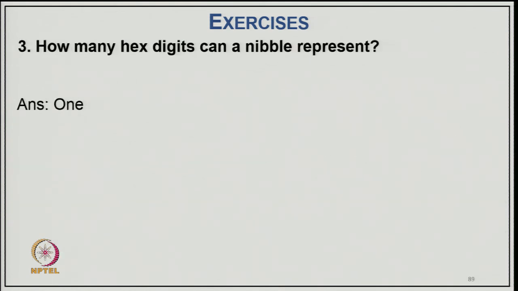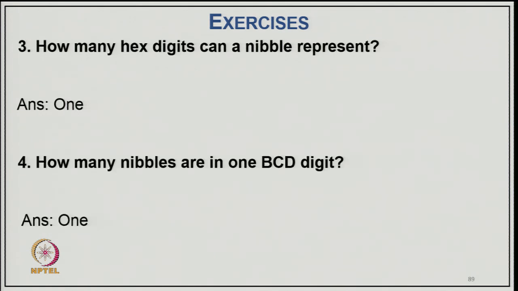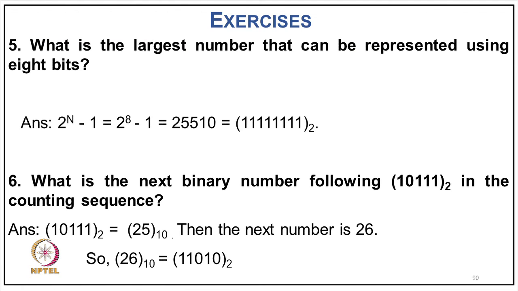How many hex digits can a nibble hold? 1. How many nibbles are in a BCD digit? 1. What is the largest number that can be represented using 8 bits? That is 2 to the power n minus 1, 2 to the power 8 minus 1, that is 255 in base 10. What is the next binary number following 1 1 0 0 1? You just add in sequence. That becomes 25 in base 10, so the next number is 26, which can be represented.